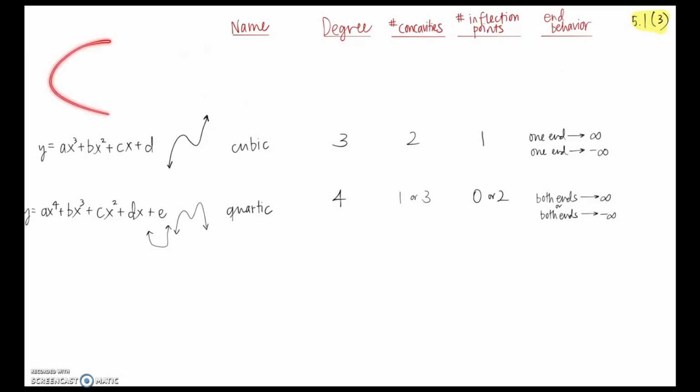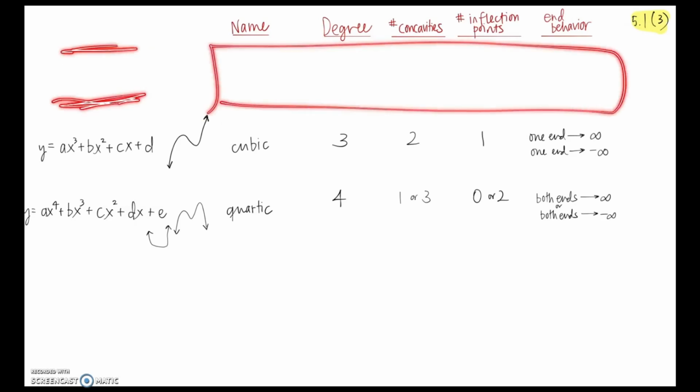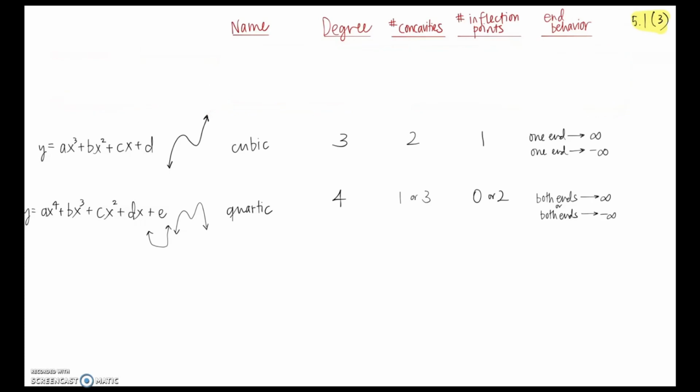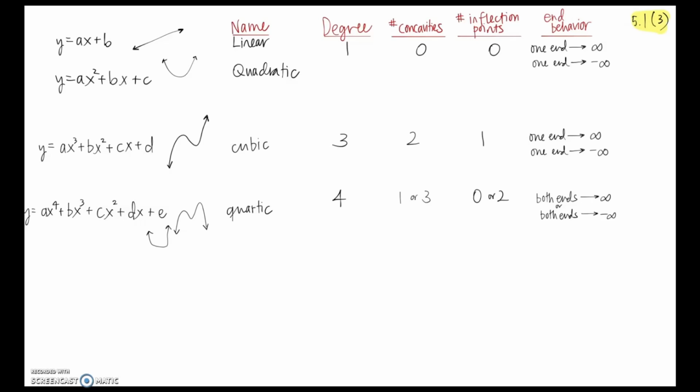So right now I want to make a little room because I want to put the functions that we've already learned about up here and compare them. We've learned about linear functions and quadratic functions. So linear functions, they always look like these straight lines. And quadratic functions are some sort of parabola. Linear functions have degree 1. There are no concavities, no inflection points, and the end behavior is one end goes to infinity and the other end will go to negative infinity. And then a quadratic function, the degree is 2, that's the highest power on a variable.